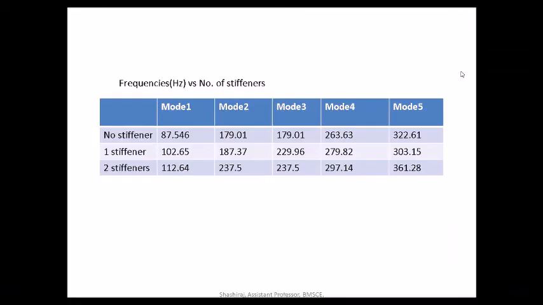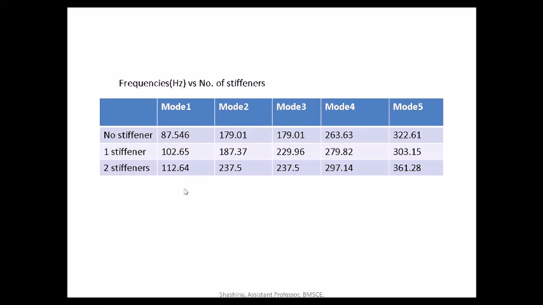Now if you compare the 3 cases, the first case being without any stiffener, the second case was with 1 stiffener along the x-axis, and the last case was with 2 stiffeners, 1 along the x-axis, 1 along the z-axis. If you observe the frequencies for different modes, if you compare the first mode in all the three cases, initially without stiffener we got 87.546 Hz, but in the second case it was 102.65, in the third case it is 112.64 Hz. Frequency is increasing when we add stiffeners.